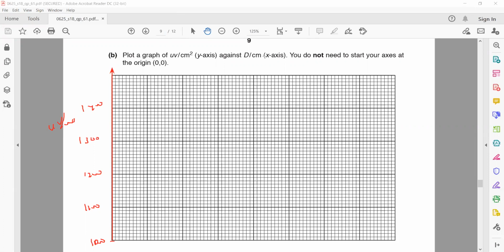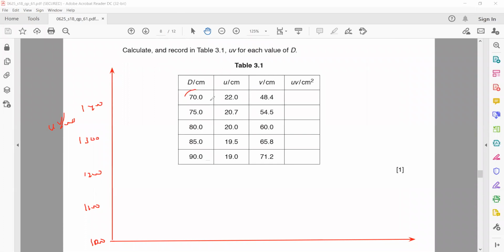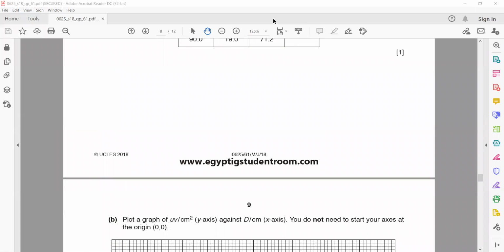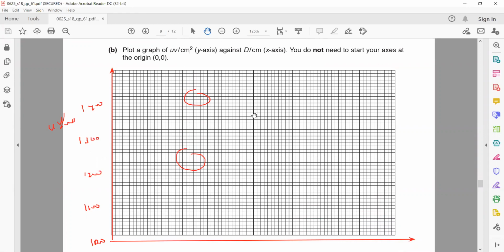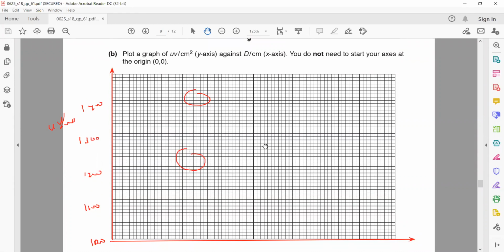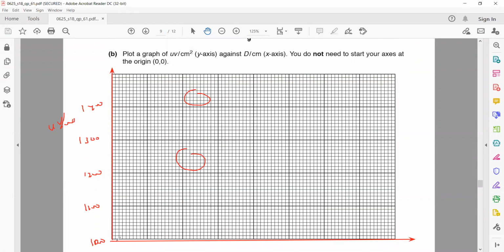And for the x-axis, we need D. When you check the values of D, the smallest value is 70 and the highest is 90. So I have to select my scale between 70 and 90. I have to take the values on the axis. So for example, if I select this as 70, after 20 boxes I take that as 80, and after a further 20 boxes I take that as 90.